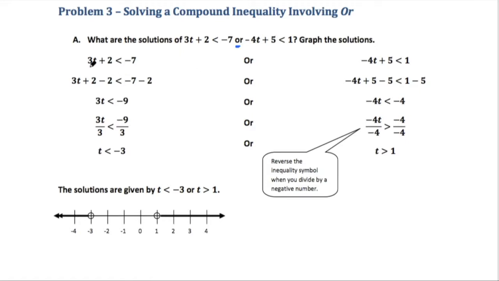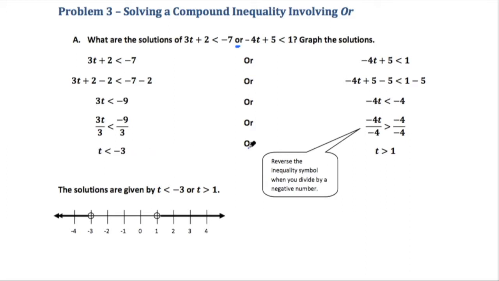So we're going to go ahead and solve the inequality on the left here, and then we can come back and solve the inequality on the right. So the inequality on the left, we would do as we would do any two-step inequality. We would subtract 2 from both sides. We get 3t is less than -9. We divide both sides by 3, and we get t is less than -3.